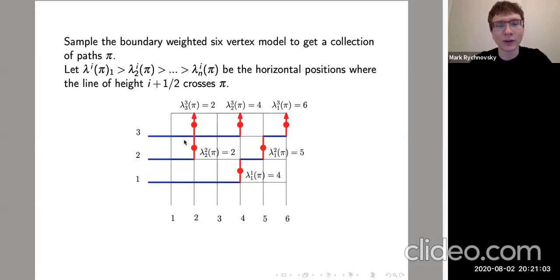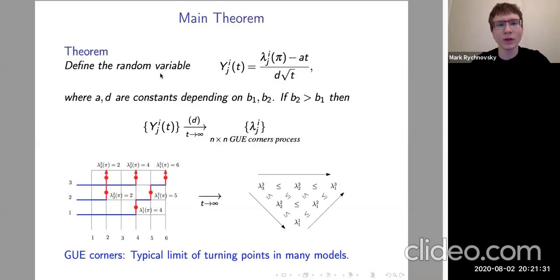So to understand this turning point, the transition point between the horizontal frozen region and the empty vertices frozen region, we're going to look at the positions at which the lowest few paths take their upward steps. And these are drawn as red dots here. These will be called lambda of pi, where pi is the path configuration. The main theorem is that if we take these lambda of pi's and suitably recenter and rescale them, then in the t goes to infinity limit, we get the GUE Corners process.